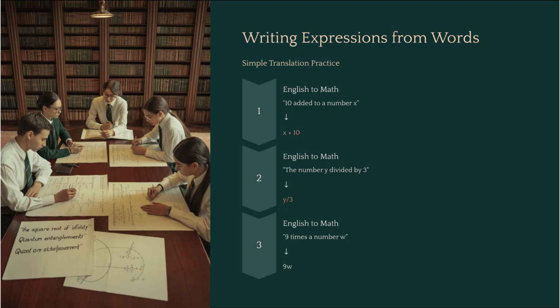Let's practice translating simple phrases. When you hear 10 added to a number x, you write x plus 10. When you hear the number y divided by 3, you write the fraction y over 3. Finally, 9 times a number w is simply written as 9w. The key is to quickly identify the variable, the operation, and the constant number.